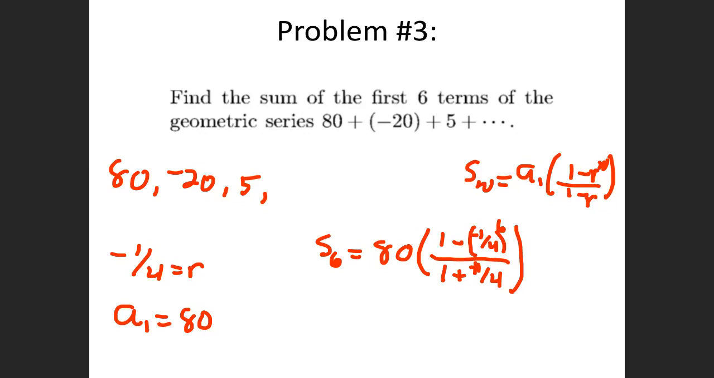63 and 63 over 64. I would just give it as a decimal. I would go 63.98.